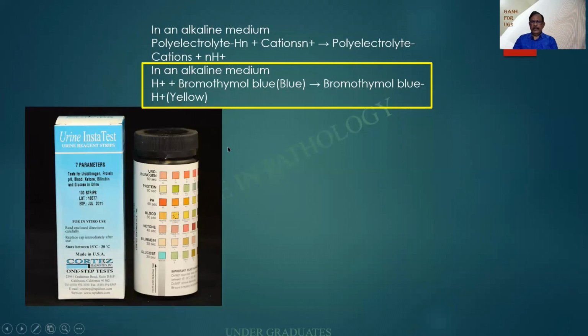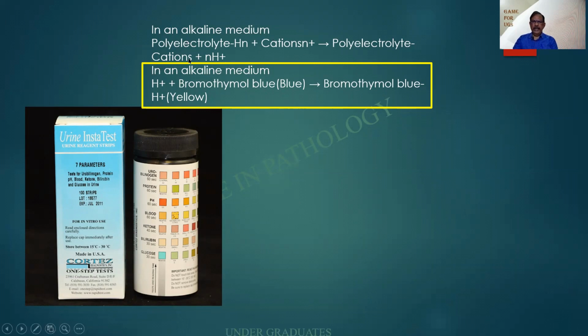So this is a slide about the dipsticks. There is a stick with a range of these indicators, and it is completely immersed in the urine sample and a corresponding reading taken.